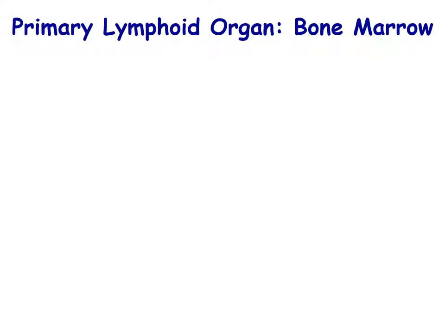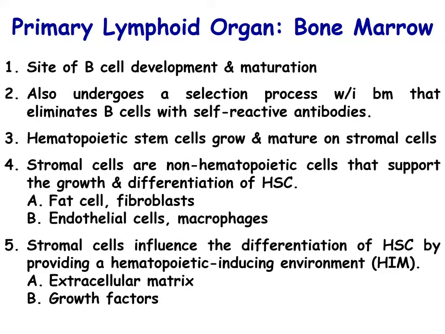We'll start with the primary lymphoid organs and begin with the bone marrow. It's the site of B cell development and maturation. B cells also undergo a selection process. Remember, we don't want the immune system to react to self. We want it to be tolerant of self. So while it's maturing, there's a process that will eliminate B cells that rearrange and get a B cell receptor that binds self antigens. So those self-reactive antibodies potentially are eliminated.